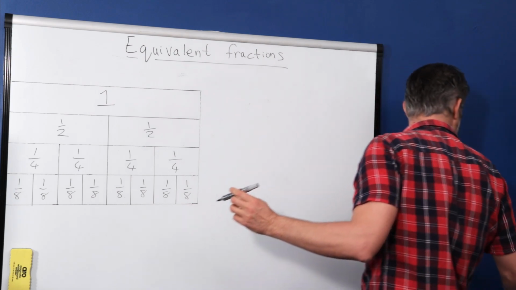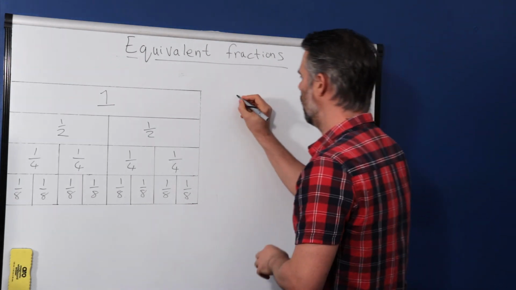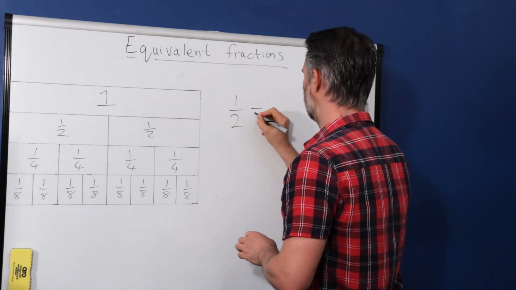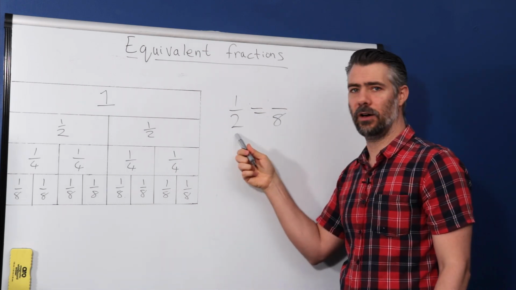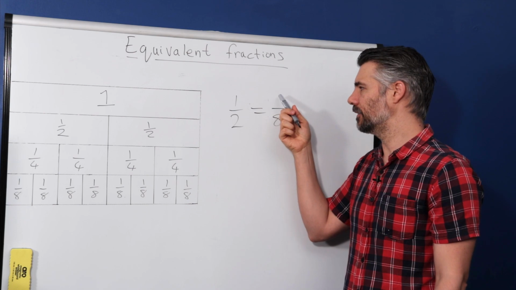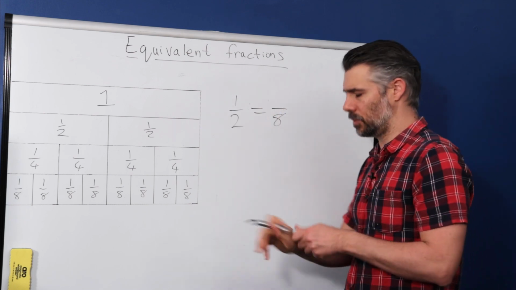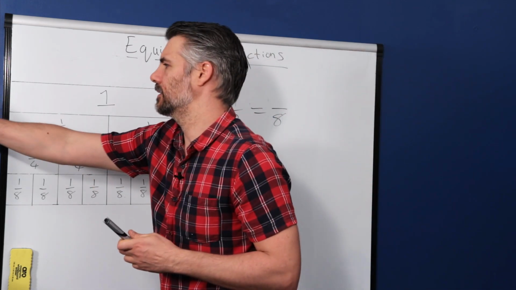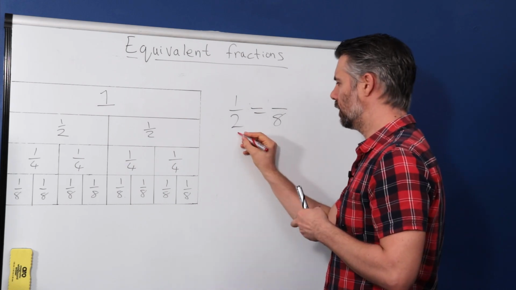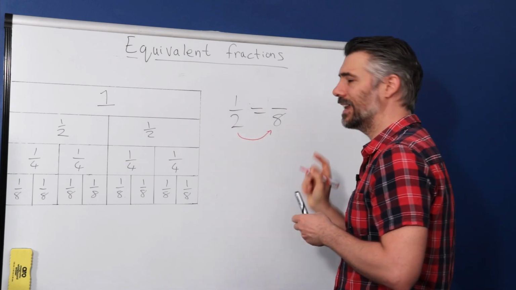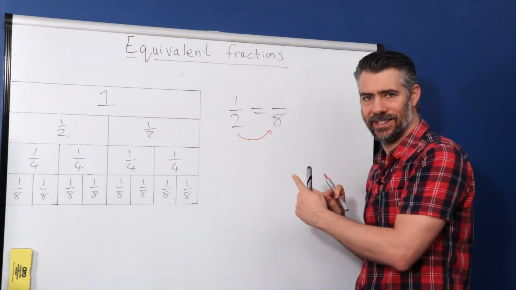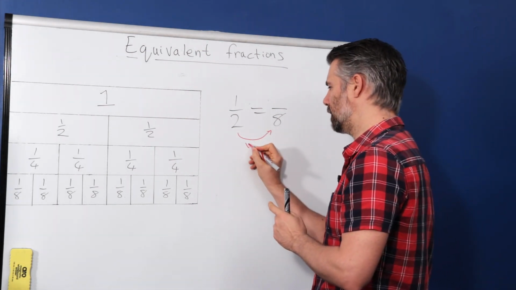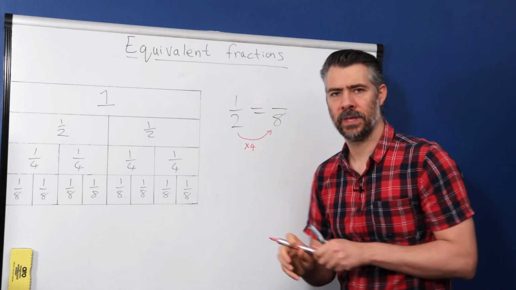So I say 1 half is equal to how many eighths? I want to change from halves to eighths. I need to find out what this number is. So what I do is the following. I say, what did I do to the 2 to make it 8? What did I multiply or divide it by to make it 8? And the answer is I multiplied it by 4.